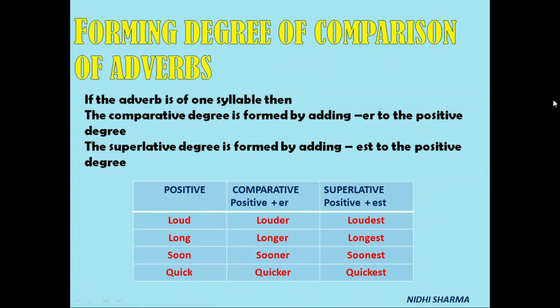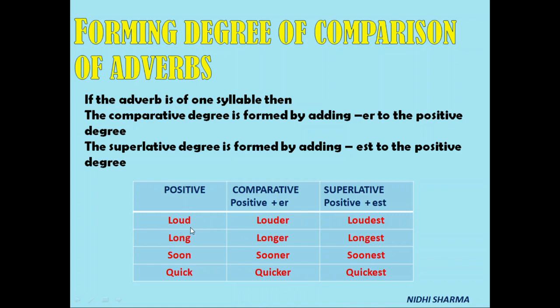Now, how to form the degree of comparison of adverbs? If the adverb is of 1 syllable, then the comparative degree is formed by adding er to the positive degree, and the superlative degree is formed by adding est to the positive degree. Let us see the table here.